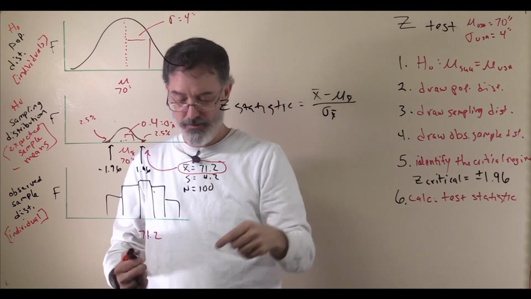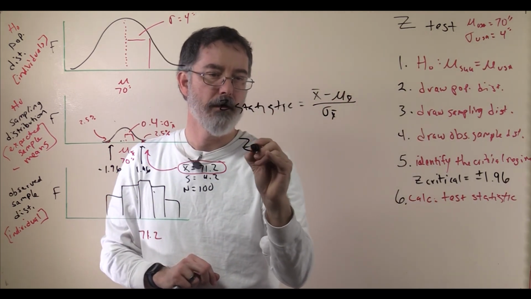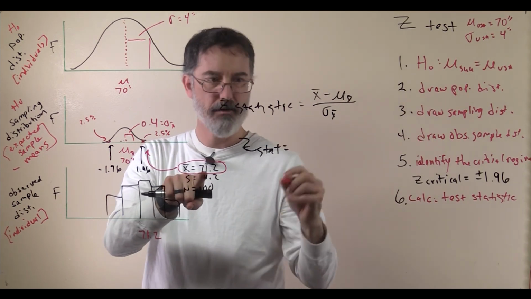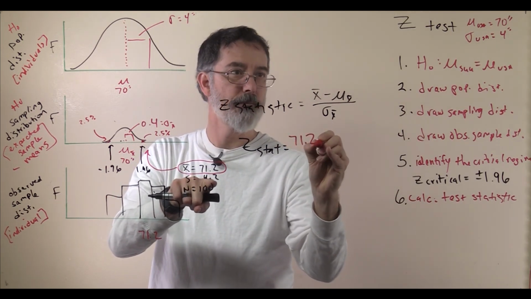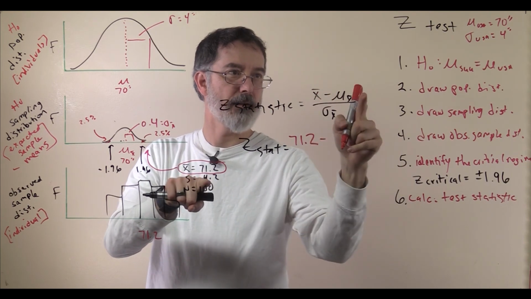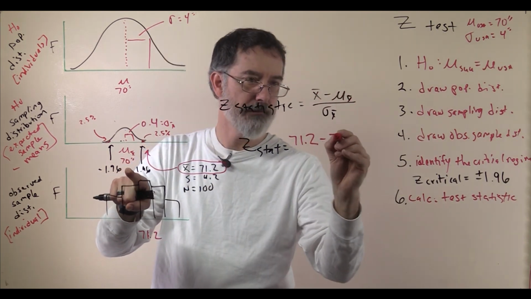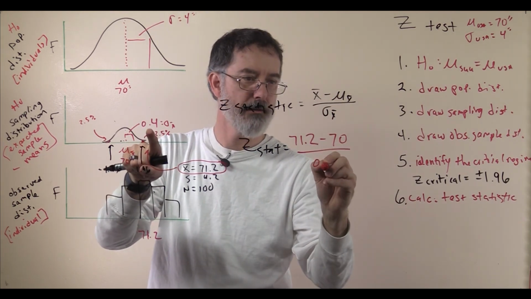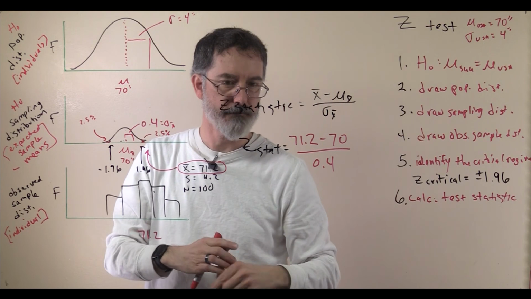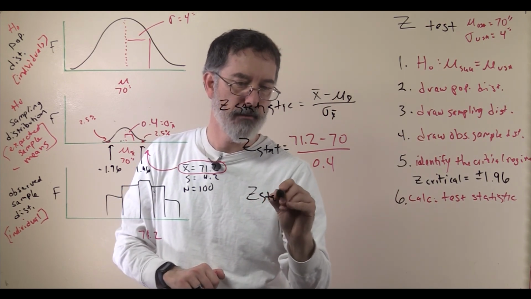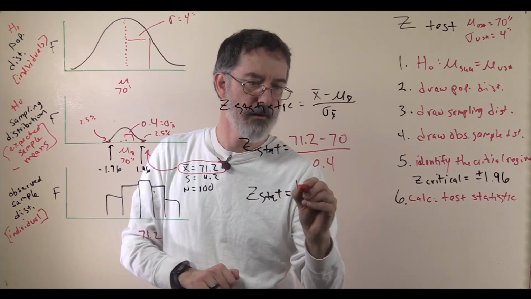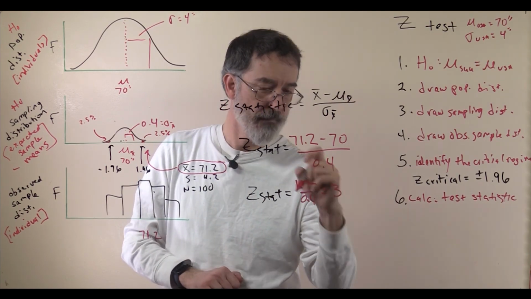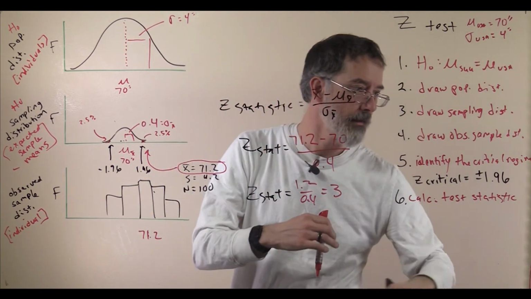So we'll just plug our values in here. Our z-statistic is going to be 71.2, that's the sample mean, minus the mean of this distribution, 70, divided by the standard deviation of this distribution. So this is going to be 1.2 divided by 0.43. Our z-statistic is 3. I'll write that down over here.